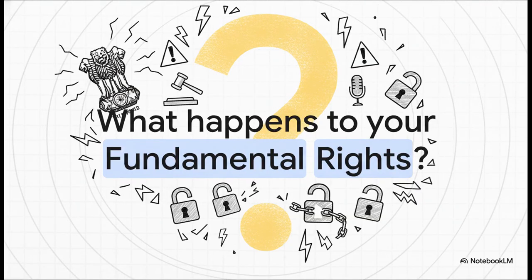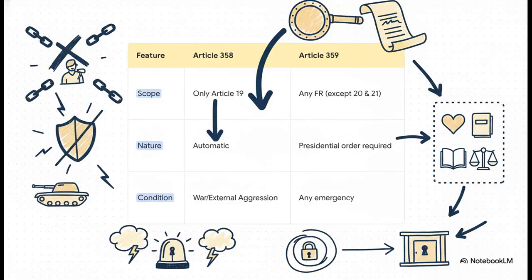This all leads to maybe the most important question for you, for me, for everyone. What happens to our fundamental rights during an emergency? Can the government just flip a switch and turn them off? Well, the answer is, it's a bit complicated. So let's break down the two key articles here.